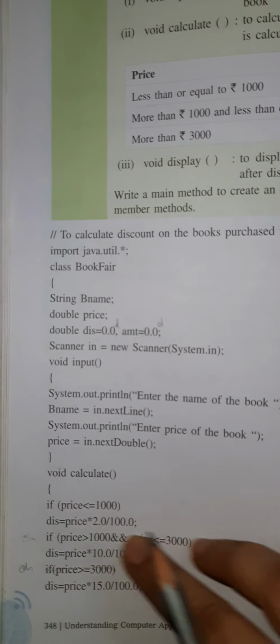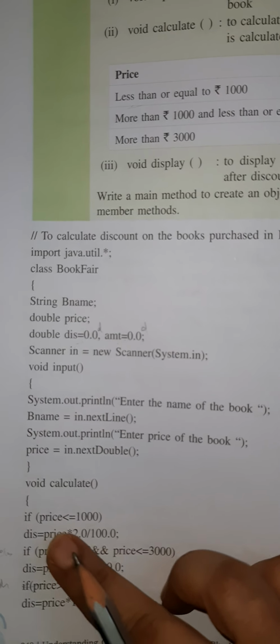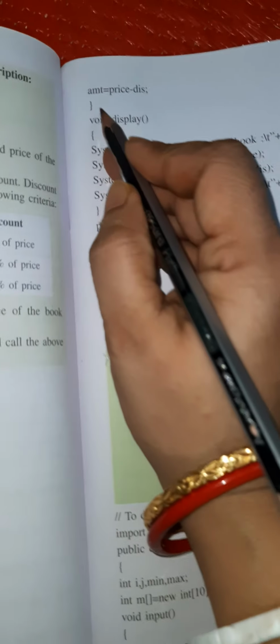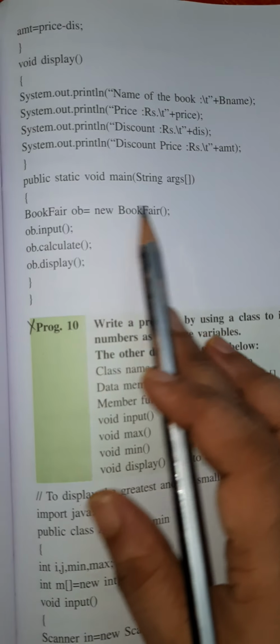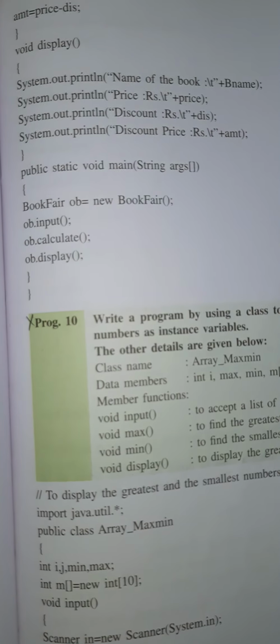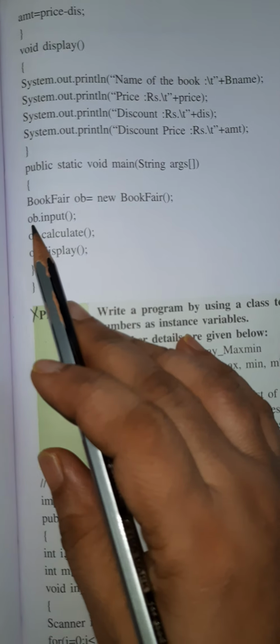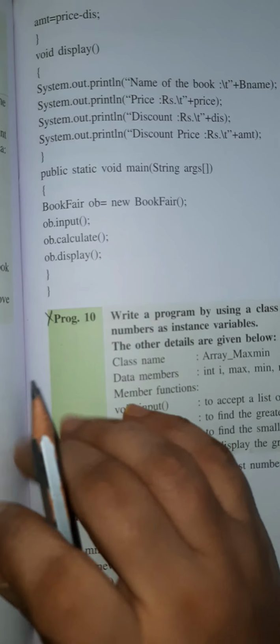Again and again we are not displaying and giving the value. First we have found out the discount. After finding out the discount, we find out the amount. So the amount is price minus discount. Then here we are displaying the name, price, discount and the amount. And here in the main method we have made the class object, and with the class object we have called the input, calculate and the display.